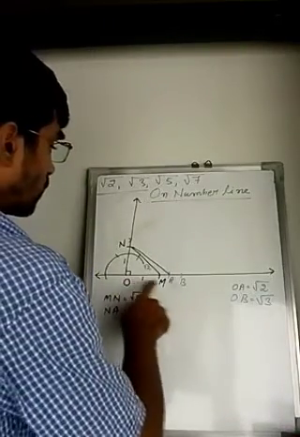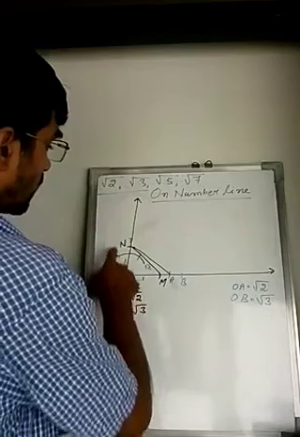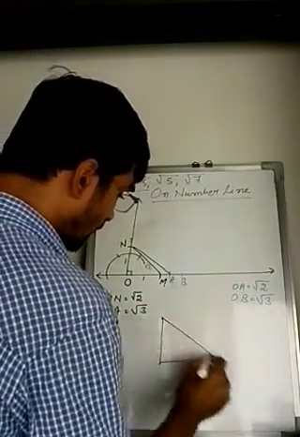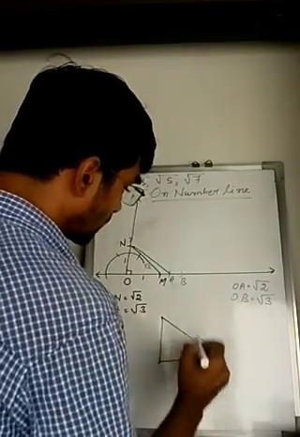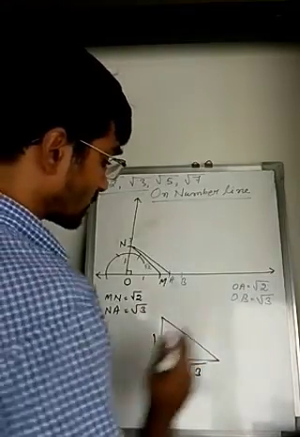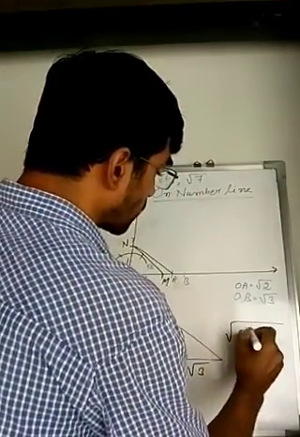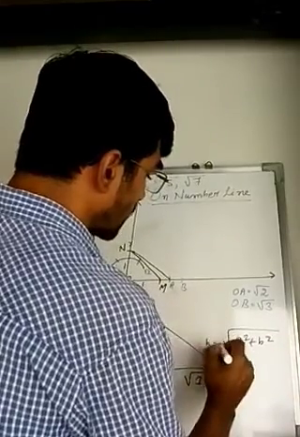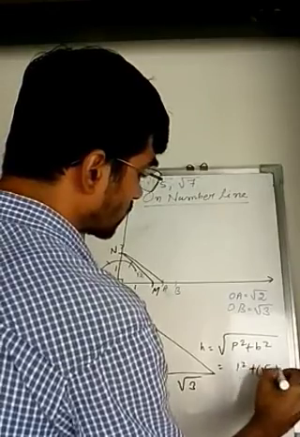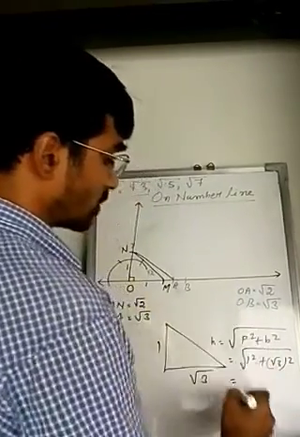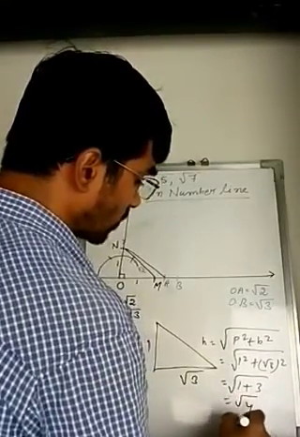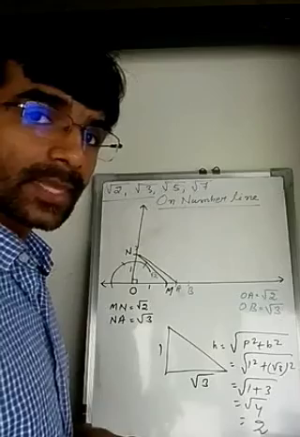Now I got OB as the base and ON as the height or perpendicular. So in the right angle triangle, this one will be root 3 and this one will be 1. Then what will happen to the hypotenuse? Let's check. Square root of p square plus b square, where this one is the height. P square means 1 square, and b square means root 3 square. So this is 1 plus 3, that is square root of 4, which equals 2, we know, right?